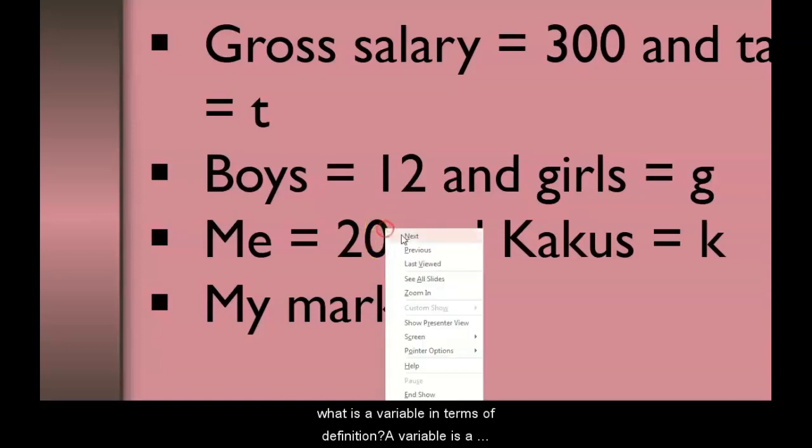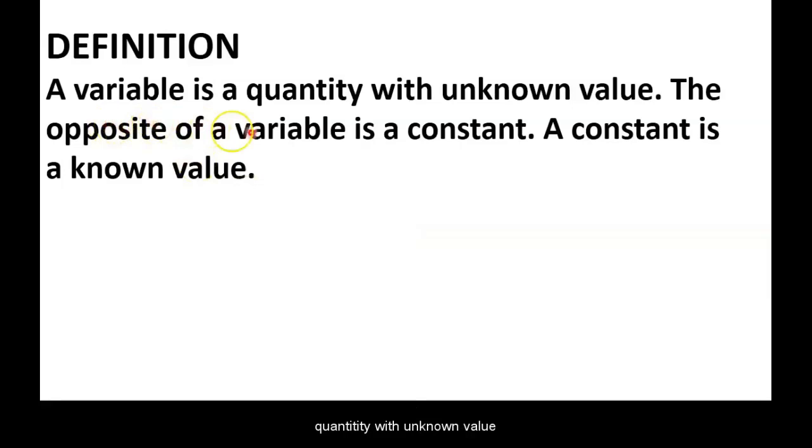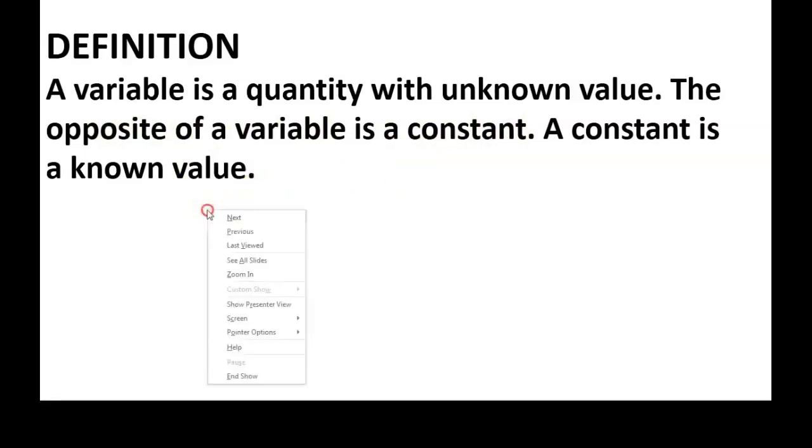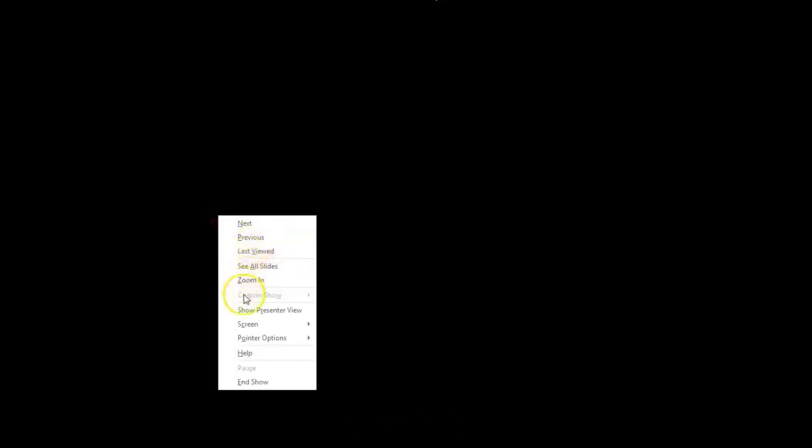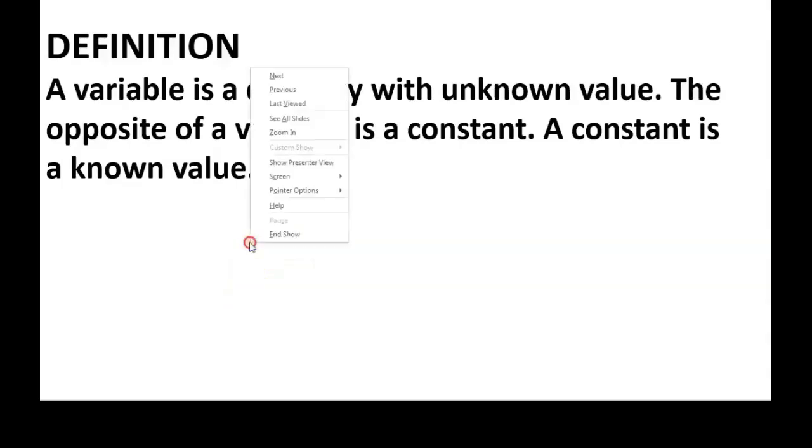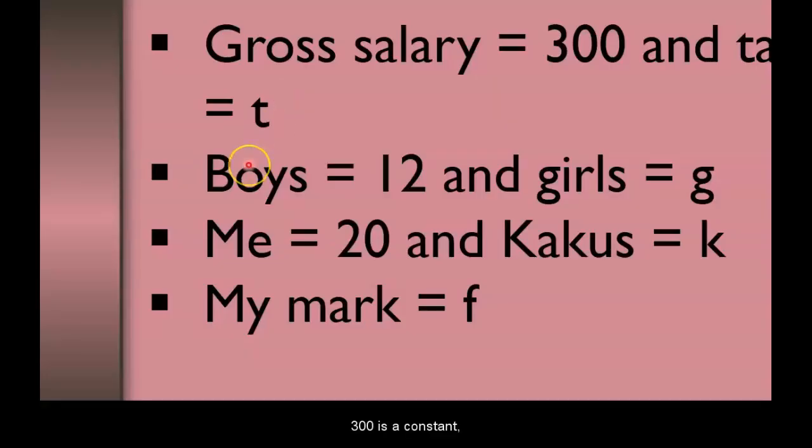So, what is a variable in terms of definition? A variable is a quantity with unknown value. The opposite of a variable is a constant. A constant is a known value. So from our definition, we can say that 300 is a constant, 12 is a constant, 20 is a constant. All these values are known, whereas t, g, k, and f are variables.